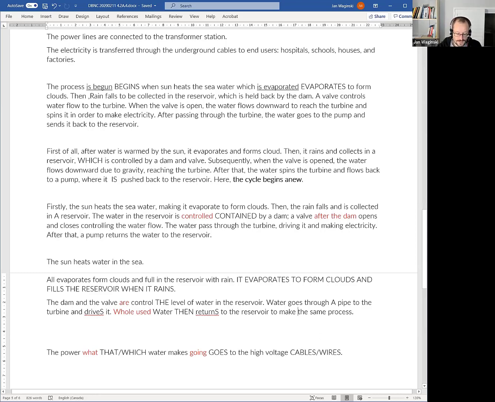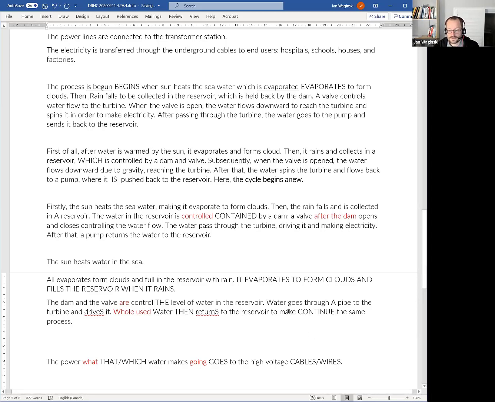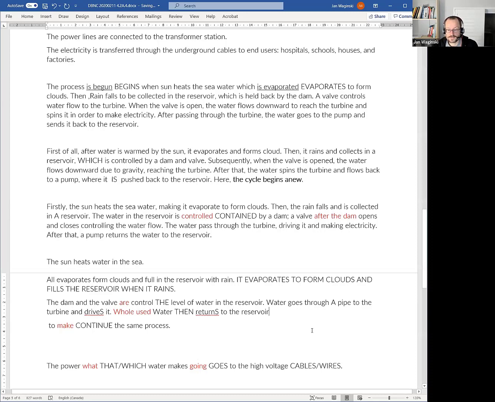Water then returns to the reservoir to continue the same process. I'm going to put continue in here. I don't love this, but it's okay. The other one is better. I think even you said water then returns to the reservoir and the cycle begins anew. This is a more sophisticated way to do it, and it's a really nice way. And the cycle begins anew. You can memorize that phrase if you ever get any kind of process diagram like this. So we're just going to get rid of this.